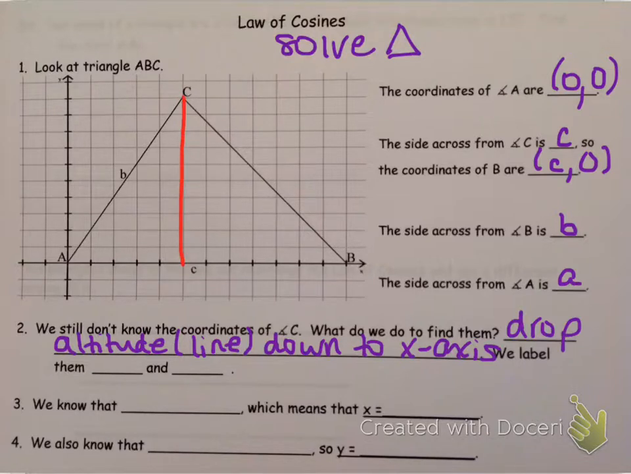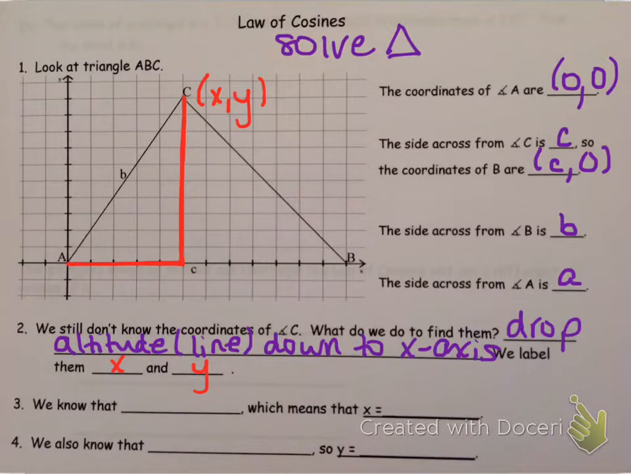There's my altitude. Now, if I was doing the area notes, I would have said, oh, hey, this altitude tells me the height of my triangle. And it still does, but I'm not using the height to find the area anymore. I'm looking for the coordinates, the x and y coordinates of this point, so that I know where angle C is. And remember, just like all the other triangles we've constructed since we started trig, this right here.